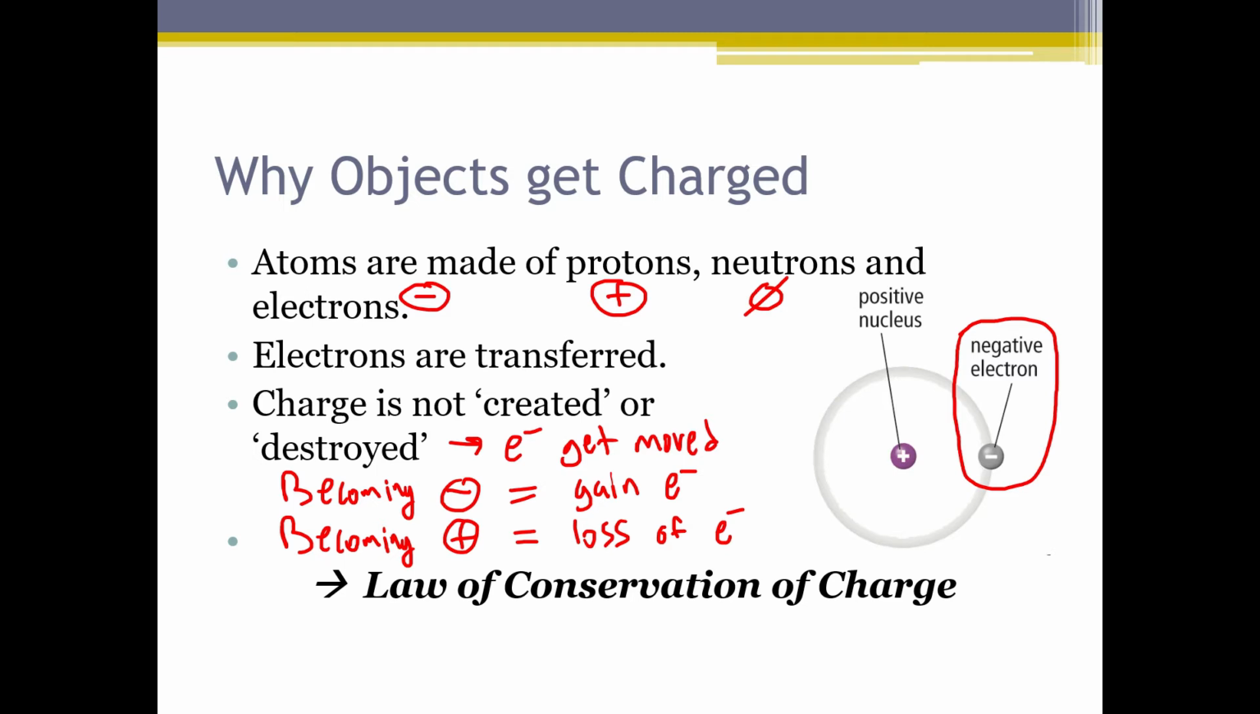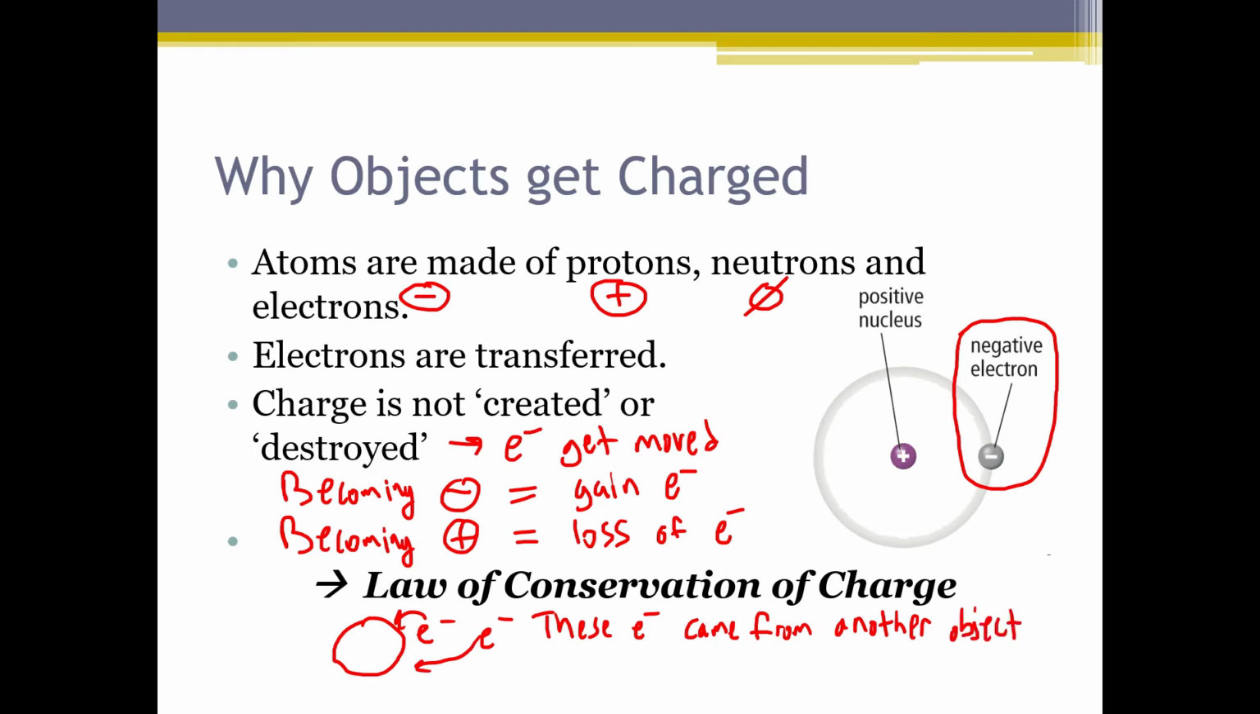This is known as the law of conservation of charge, where charges do not get created or destroyed, they just get shuffled around. So if one object gains a bunch of electrons, if a bunch of electrons suddenly flood to one object, these electrons came from another object. They just don't get spontaneously created.